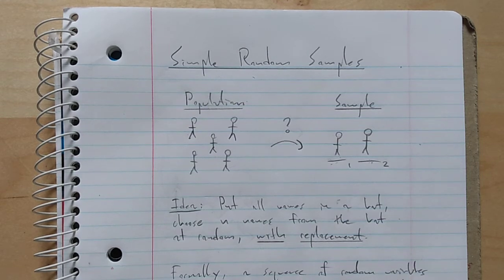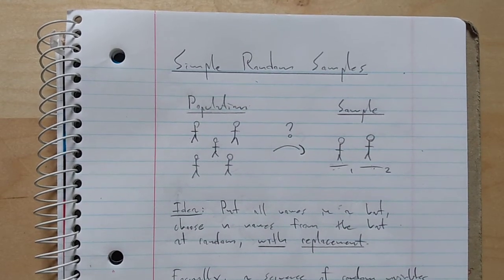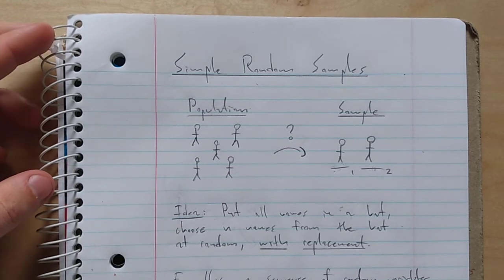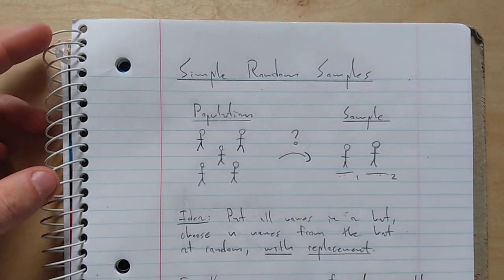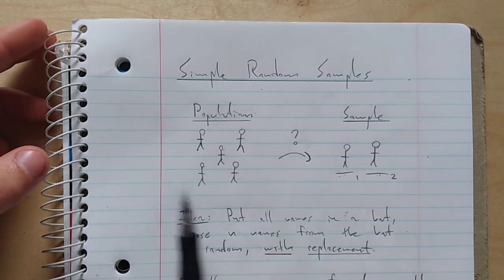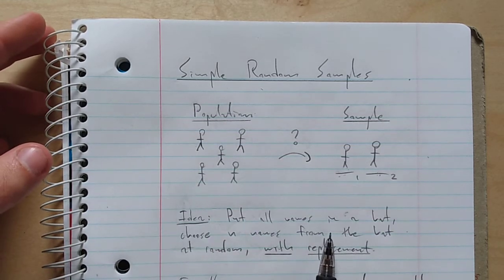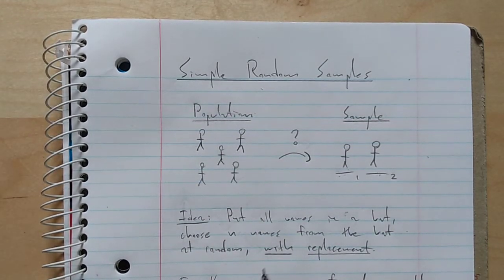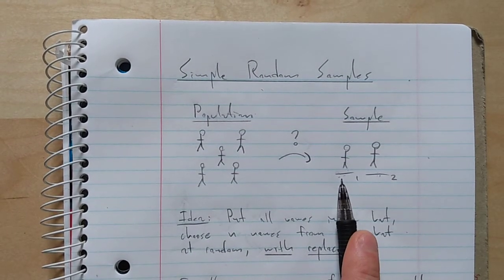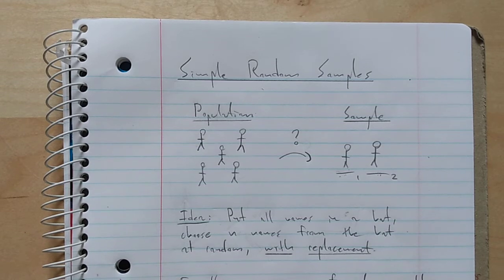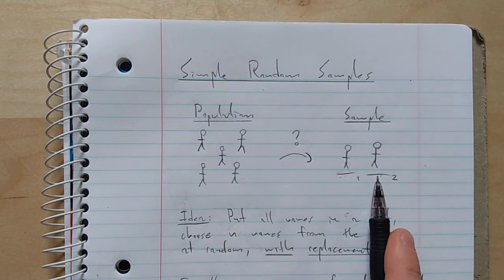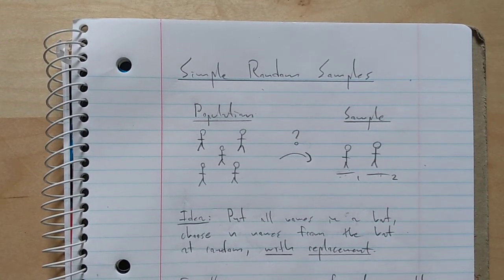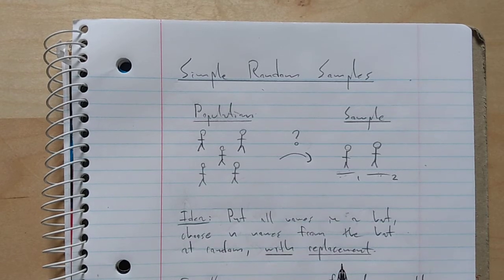So, the idea is very simple. The intuitive idea of a simple random sample: take everyone in the population, put their names into a hat, mix them all around, and choose names from the hat one at a time at random with replacement. Mix all the names, pull out a name. That's the first person in your sample. Put it back. Mix all the names, pull out a name. That's the second person in your sample. Put it back, etc. Notice that we're doing sampling here with replacement.